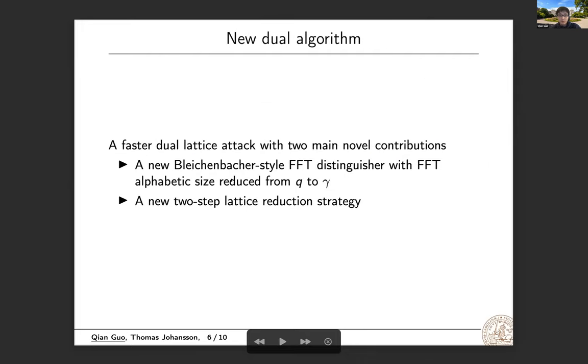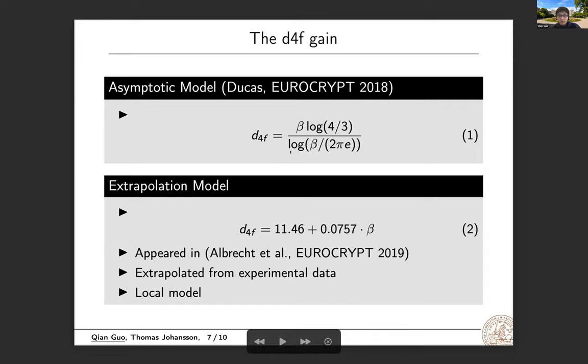So what we do is propose a faster dual lattice attack with two main contributions. One is a new Bayesian, bias-style FFT distinguisher, with the FFT alphabet size reduced from q to gamma. Because gamma is much smaller than q, we can have a larger FFT dimension. Secondly, we propose a new two-step lattice reduction strategy that can exploit both gains. There are two models for this D4F gain. We have an asymptotic model based on asymptotic analysis, and we also have an extrapolation model, first appearing in the Jessica paper. This is extrapolated from experimental data, but it is a local model, and Ducas suggested not to use this model.